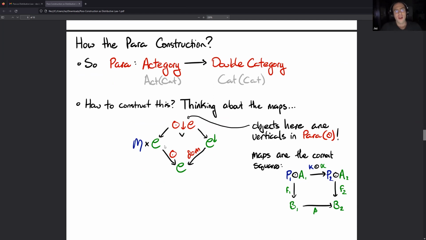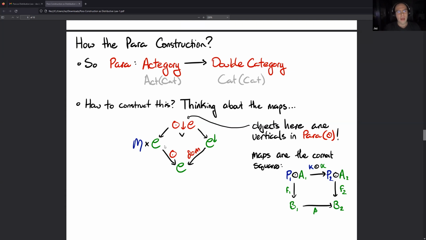What we're looking for is to take an actegory and produce a double category. And one thing I would like to note here is that it's nice about this signature for the para construction is that actegories are these pseudo actions of pseudo monoids in cat, and double categories are categories internal to cat. So we've turned this signature of para into something that takes cat, the two category of categories, as a parameter, and we'll use that later. But before we get there, how should we think about this?